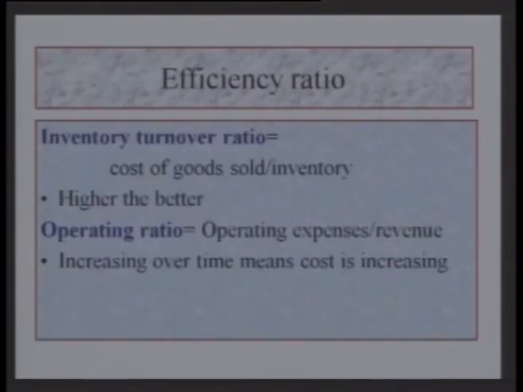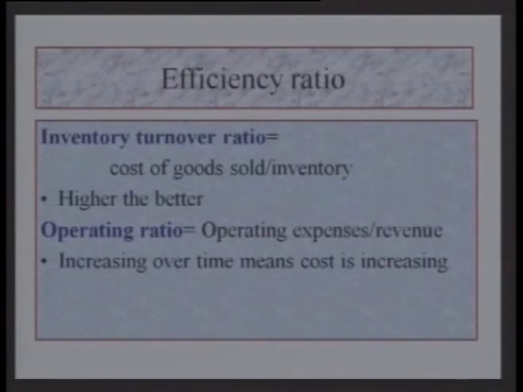Under the efficiency ratio, we have the inventory turnover ratio, which is the cost of goods sold over the inventory. So what is the proportion of inventory which has been sold? That is what is reflected by the inventory turnover ratio, and the higher this is, the better it is, because more goods are sold off by the firm and cash is generated.